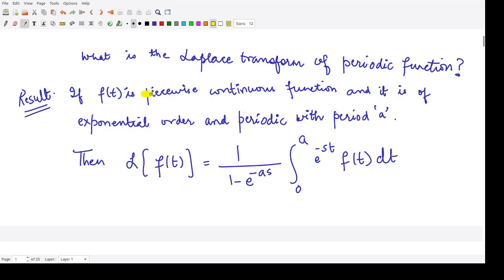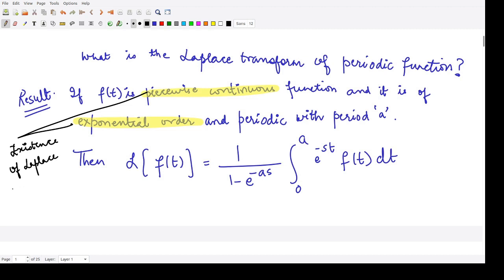Note here why all these conditions are required. The conditions of piecewise continuity and exponential order are required for the function to have the corresponding Laplace transform. These two conditions are required for the existence of the Laplace transform, and the third condition is that of periodicity. It says that the function is periodic with period a.